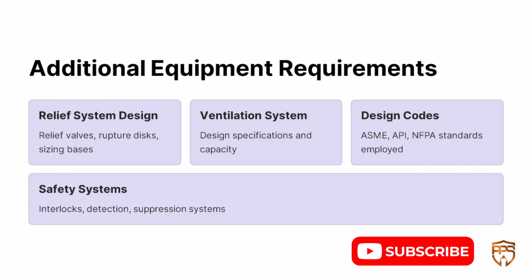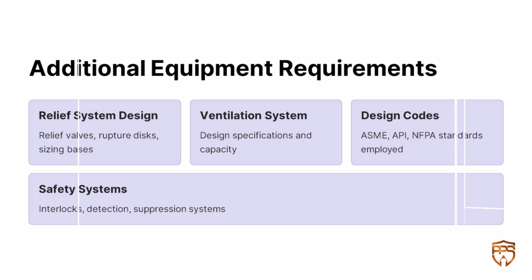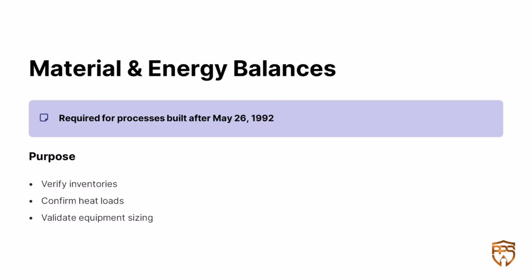Ventilation system design. Design codes and standards employed, such as ASME pressure vessel codes, API piping codes, or NFPA fire codes. The compliance guidelines recommend documenting which codes and standards were used to establish good engineering practice. Material and energy balances for processes built after May 26, 1992. Material and energy balances help verify inventories, heat loads, and equipment sizing. Safety systems: interlocks, detection systems, or suppression systems.